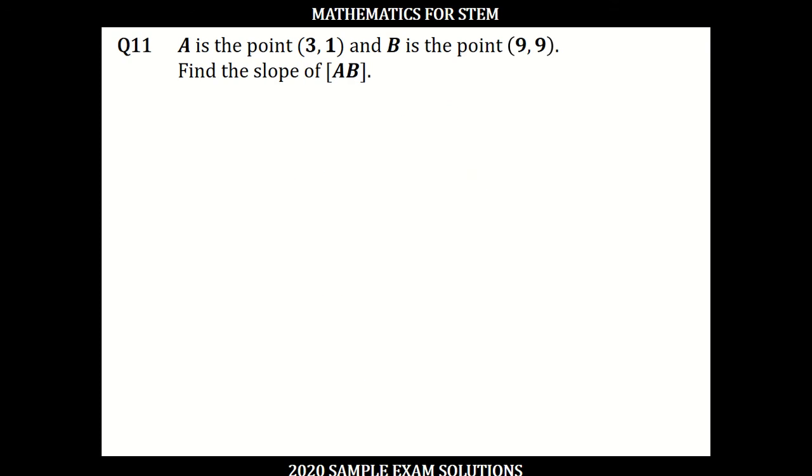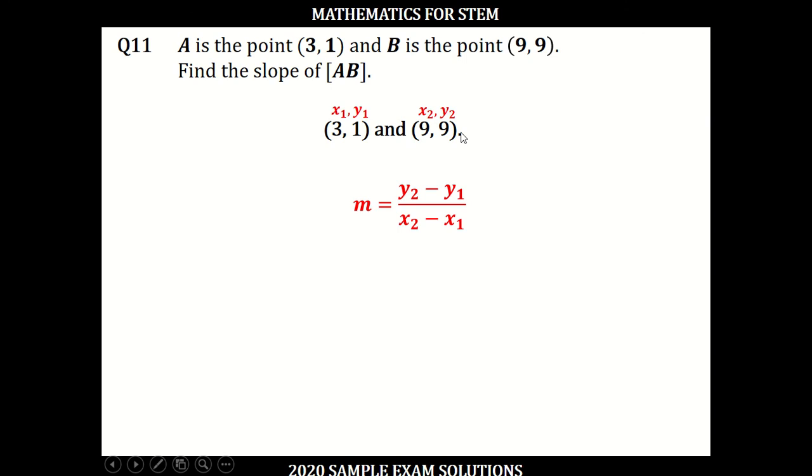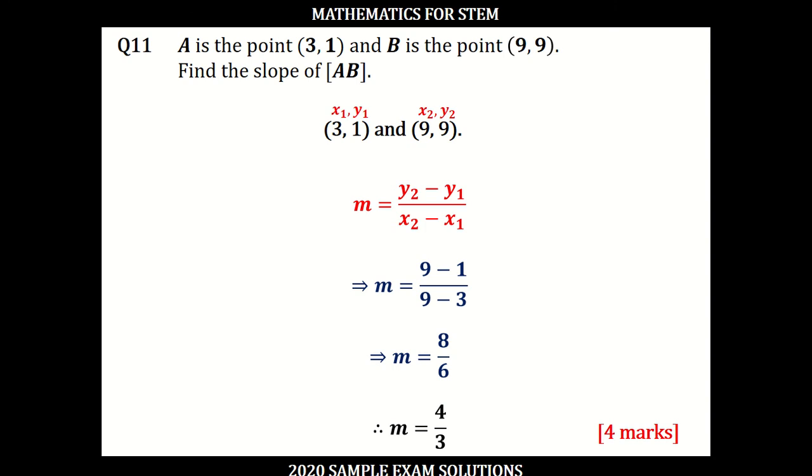Question 11, A is the point (3, 1) and B is the point (9, 9). Find the slope of the line AB. So again, we're just going to label the two coordinates as x1, y1 and x2, y2. Now the slope formula, m equals (y2 minus y1) over (x2 minus x1). So here m is going to be (9 minus 1) all over (9 minus 3). 9 take away 1 is 8, 9 take away 3 is 6. And that simplifies to 4 over 3.